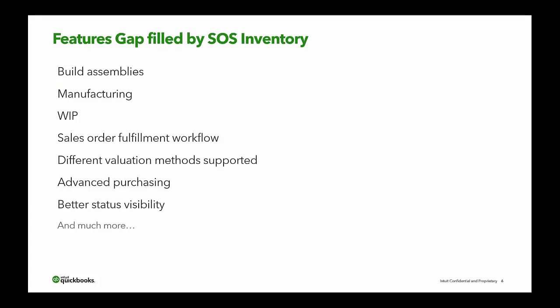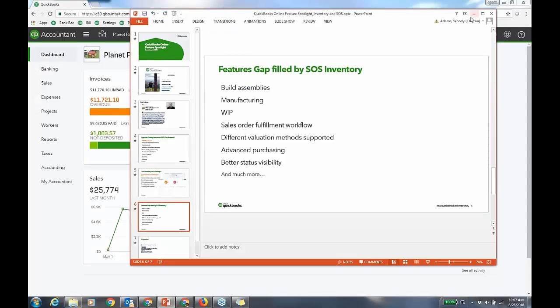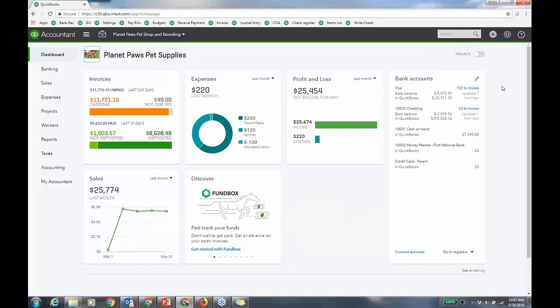Again, build assemblies. That's a major reason why people choose SOS, but there's also manufacturing process, WIP, different valuation methods outside of just FIFO, like landed cost, standard cost. The real critical ones, I think, are sales order fulfillment, and then several other things, advanced purchasing. And by that, I mean also better visibility of the stock status at a moment in time across multiple warehouses. So this is all in their wheelhouse, okay? And that's what Dale's going to run through as well. He was telling me before we started about a bunch of other cool things he's going to go over also.